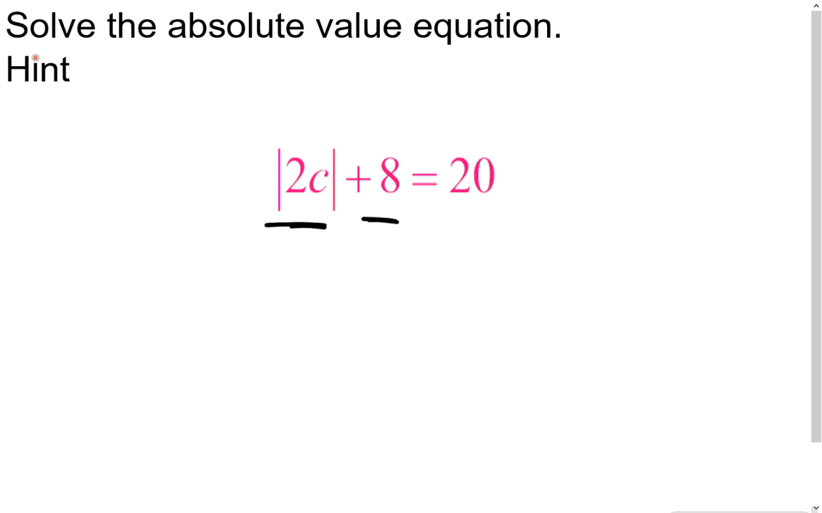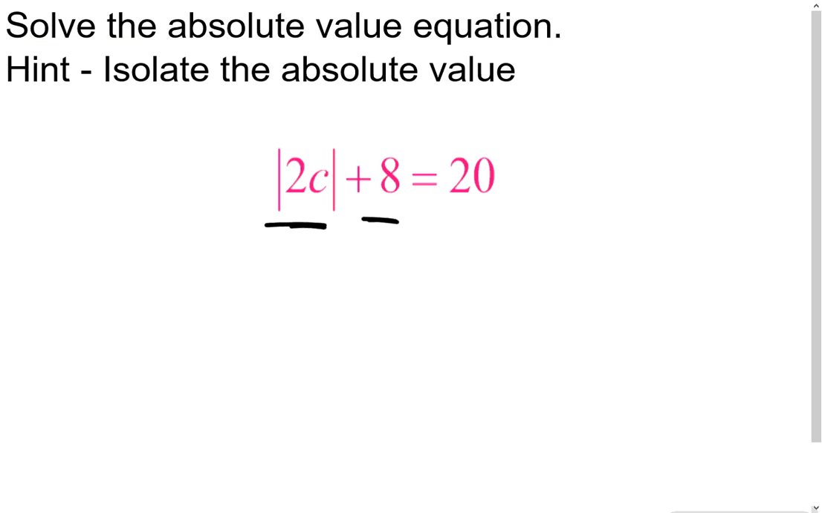So I have this little hint here that anytime we have an absolute value equation, I think the first thing you want to do is get the absolute value part all by itself. So we need that to be all by itself. And if that has to be by itself, that means the 8 cannot be there. So if I subtract 8 from both sides, now I have, oops, I'll just start that over.